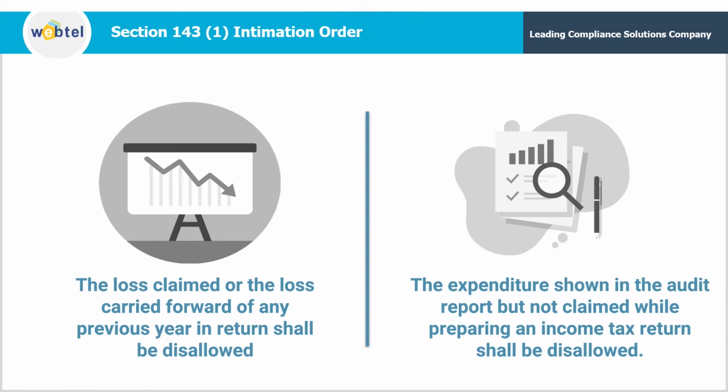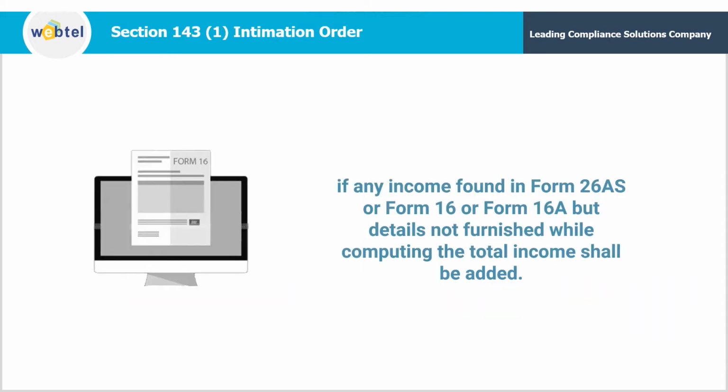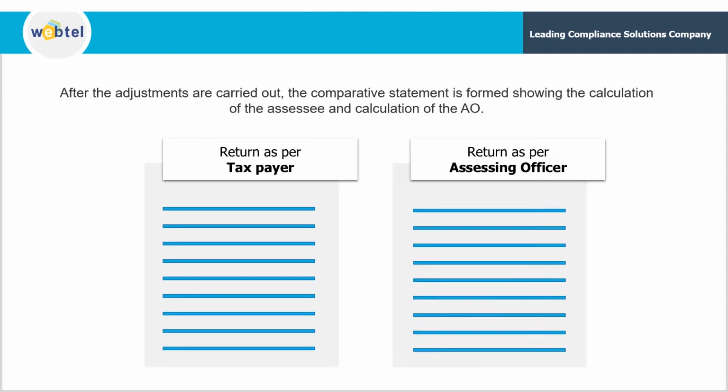Fourth, the expenditure shown in the audit report but not claimed while preparing the income tax return shall be disallowed as per the intimation order. And if any income found in Form 26AS or Form 16 or 16A is not furnished while computing the total income, it shall be added. Or if you have not shown the income which has been included in Form 16, 16A or Form 26AS, then you need to add the income details in your total income. So these are the criteria in which the assessee is going to receive an intimation order as per section 143.